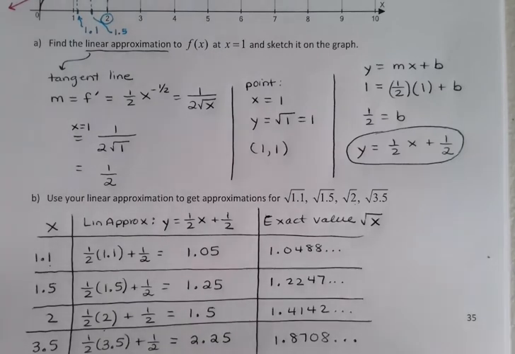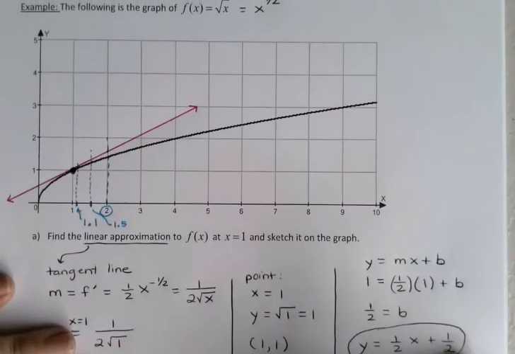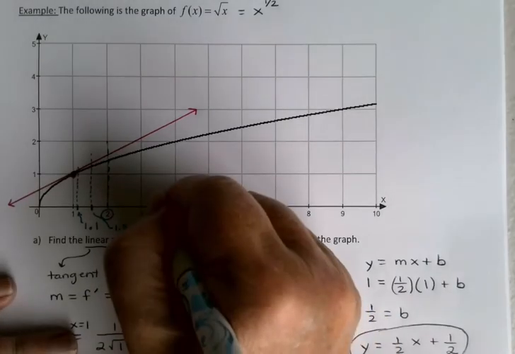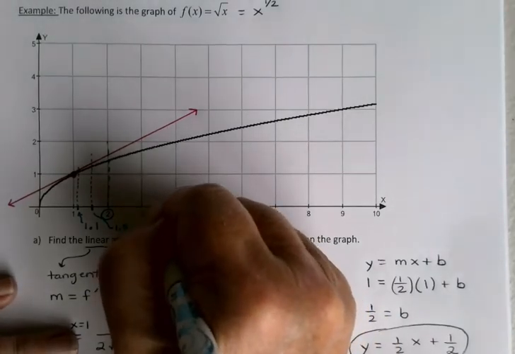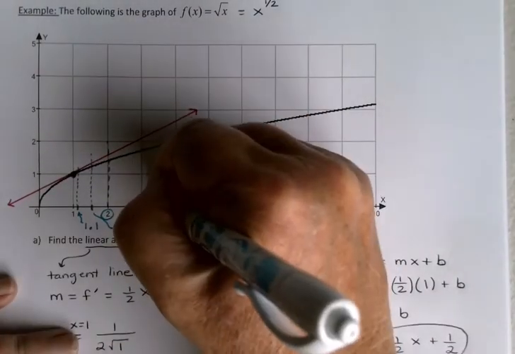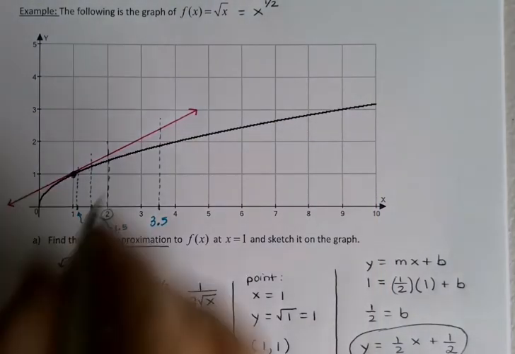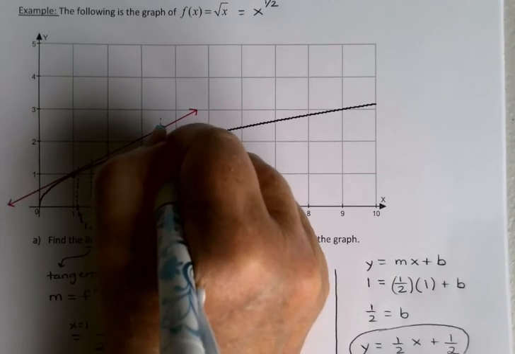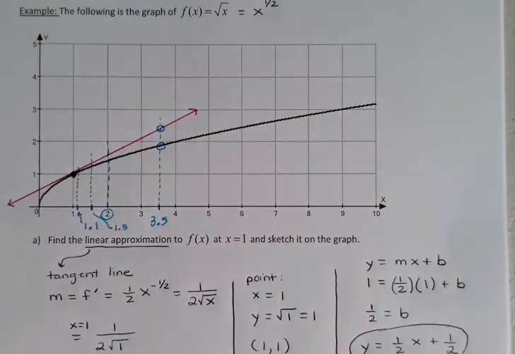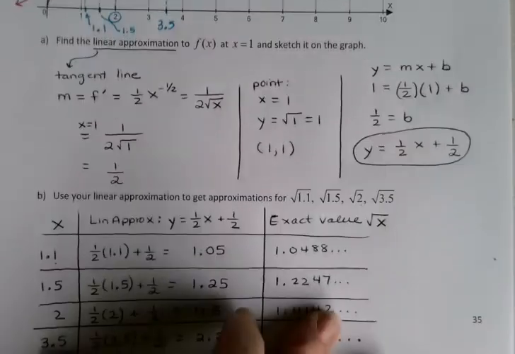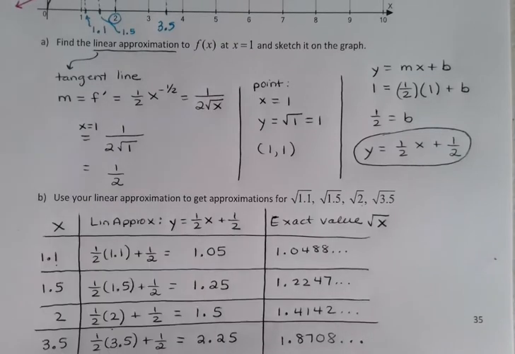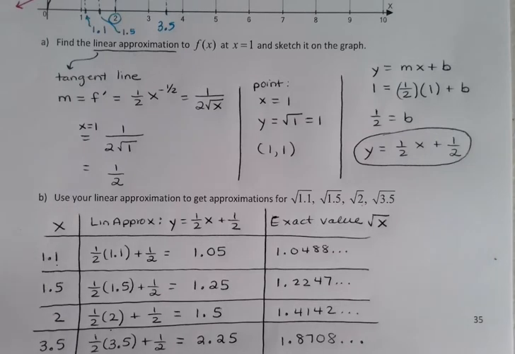And again, that shouldn't surprise us at all, because by the time we get to x equals 3.5, our tangent line and our curve are quite far apart. Those y values are not close to each other. So, linear approximations can provide a really good way of estimating function values as long as we pick x values that are close to the point of tangency.